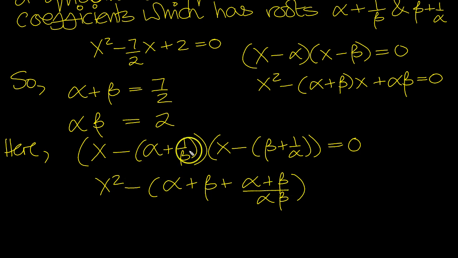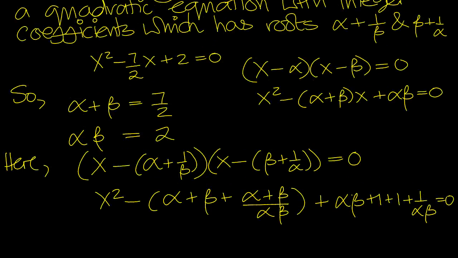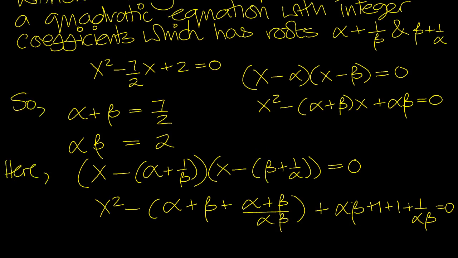So that would be the sum times the product, plus, minus times minus, and then we've got this product here, which I could expand, alpha beta. Then we've got alpha times 1 over alpha is 1, beta times 1 over beta is also 1, and then we've got 1 over alpha beta. So there's the constant, equals 0. Okay, form the quadratic which has roots this.